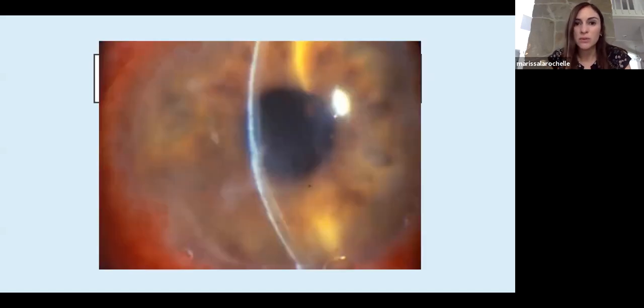This is an anterior segment photo, and it's notable for some scleral or conjunctival injection, some corneal haze, and it looks like there's some pigment on the endothelium. It's hard to grade anterior chamber cell with this photo, but we can clearly see that the eye is red and there's corneal involvement.